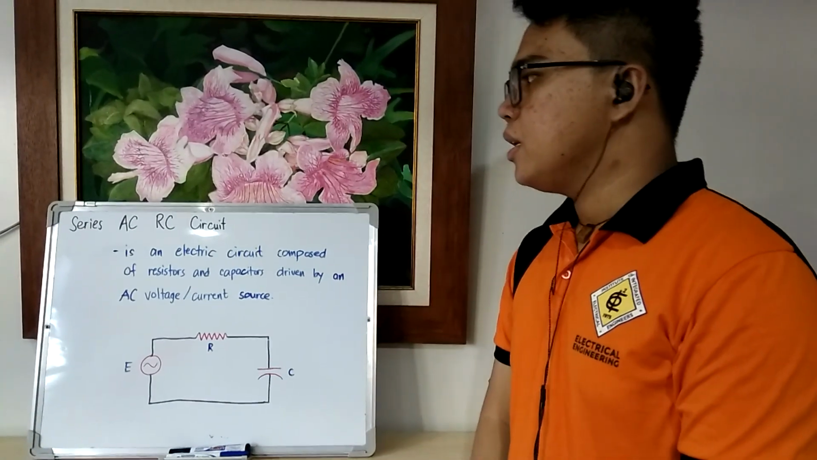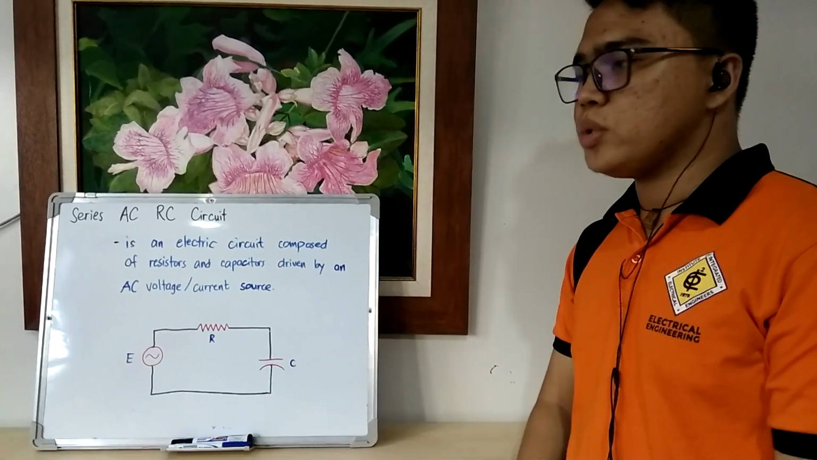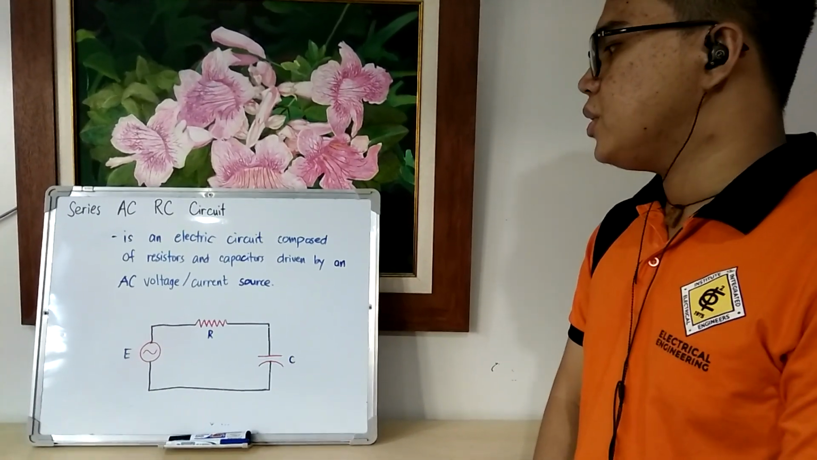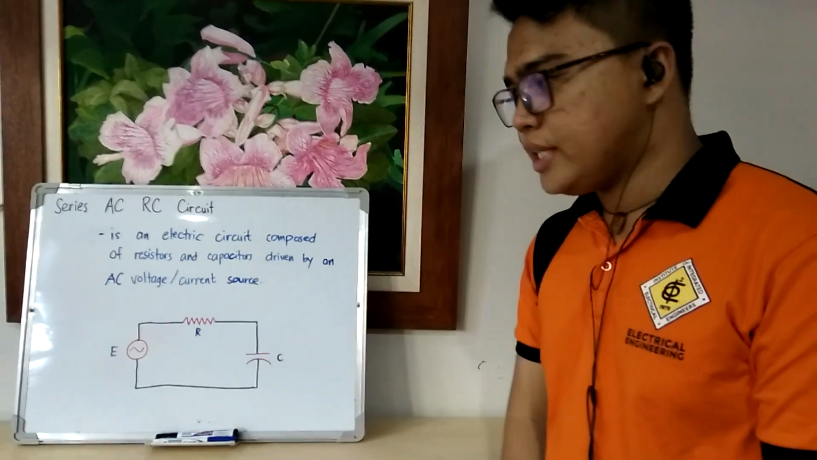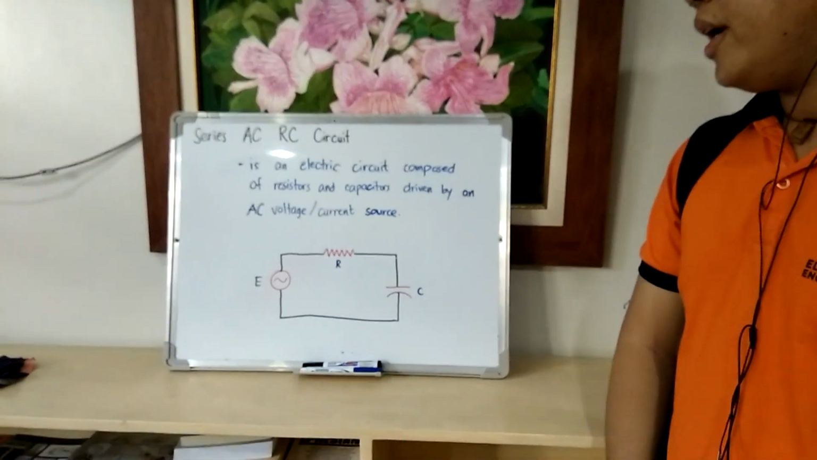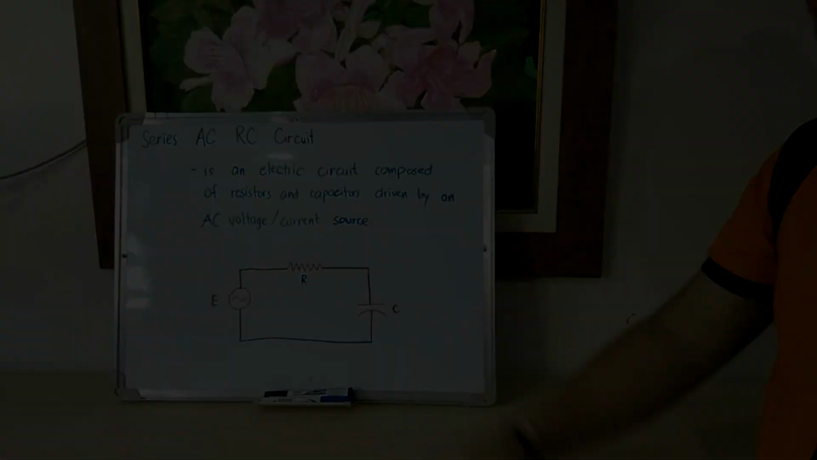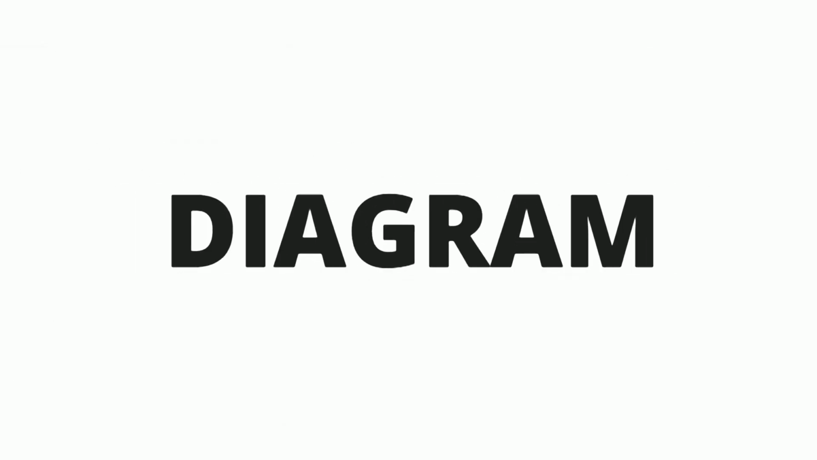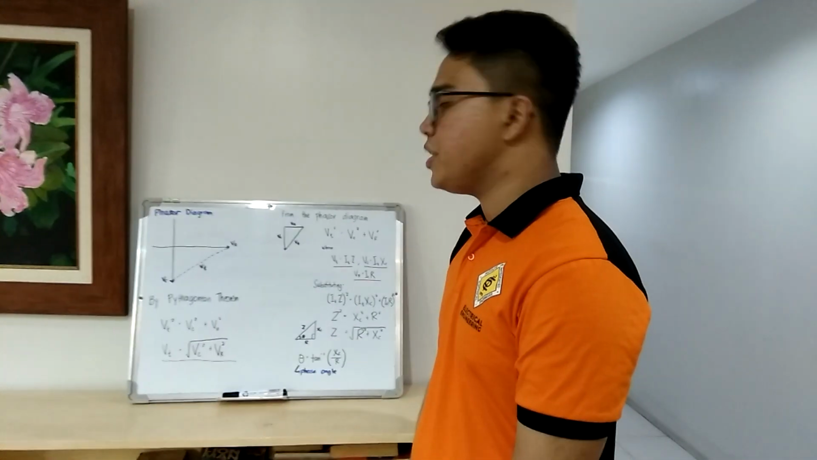AC RC circuit. A series AC RC circuit is an electric circuit composed of resistors and capacitors driven by an AC voltage or current source. So this is how an AC circuit looks like. We have a voltage source, a resistor, and a capacitor. This is the phasor diagram of an RC circuit.